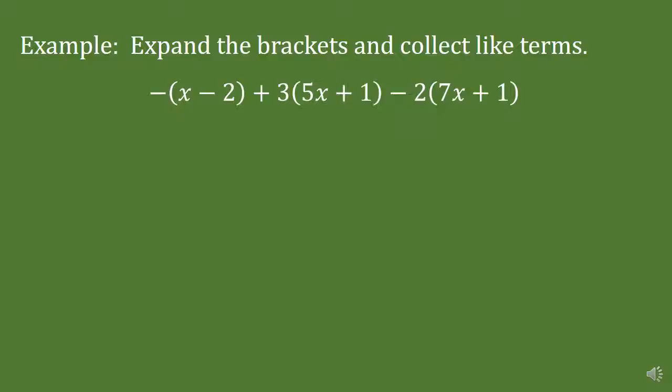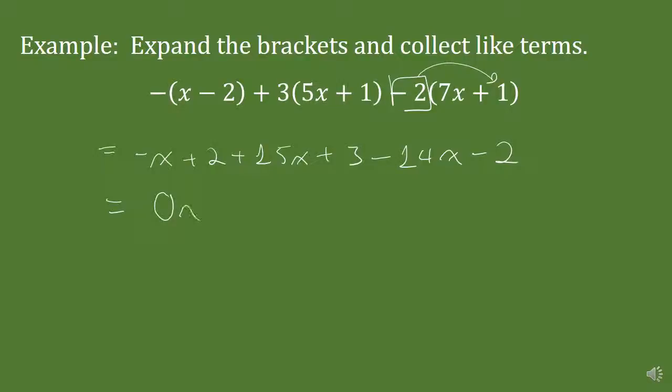So here's another one just to drive the point home. It's really just the same thing but a bit longer. So minus x plus 2 plus 15x plus 3 minus 14x, and then remember this all goes together, minus 2. So how many x's do we have? Well, here we've got minus x plus 15x minus 14x, so that's 0x. That's 0 times x. 0 times anything gets annihilated, so that's just gone.